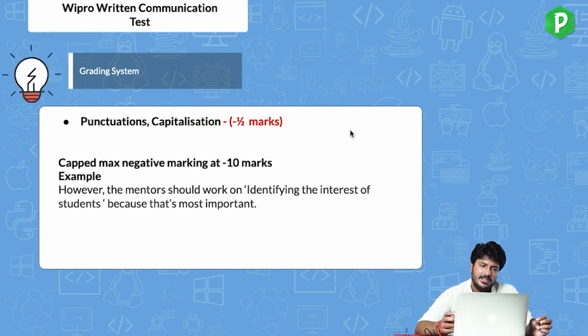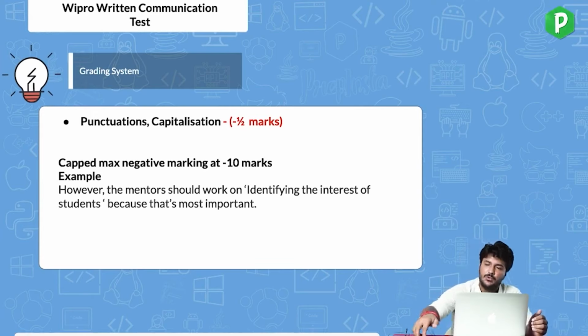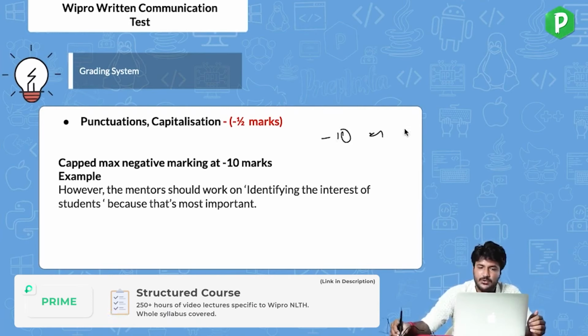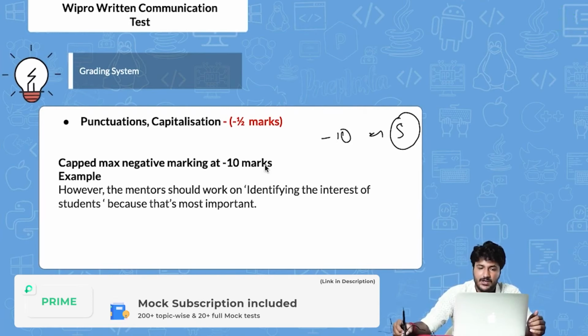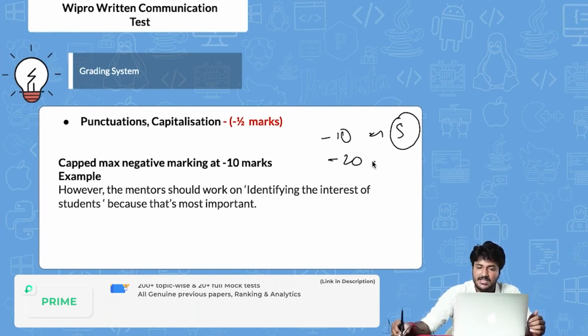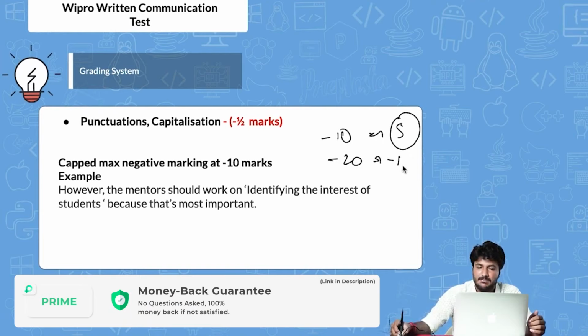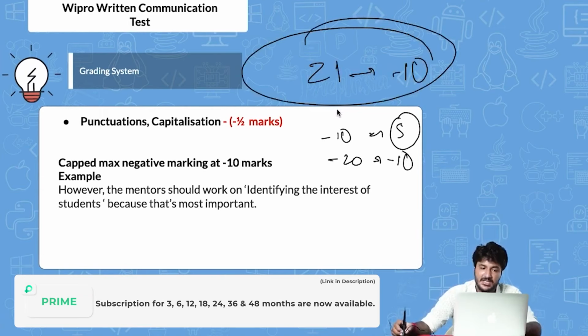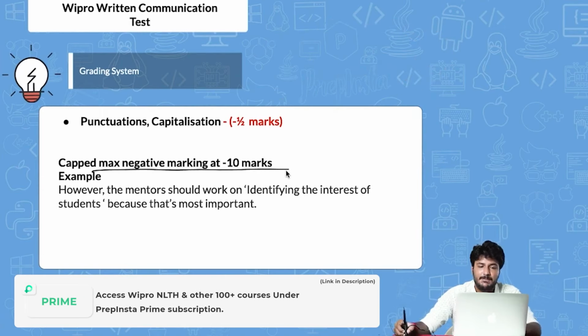Moving further, the grading system also checks punctuation, capitalization, etc., which has no positive marking, but it reduces your marks. For every error that you make, there is -1/2 mark. So if you make, let's say, 10 mistakes, you are going to get -5 marks. If you make 20 mistakes, you are going to get -10 marks. If you make 21 mistakes, in that case also you are going to get -10 marks, because the maximum negative marking is capped at -10.